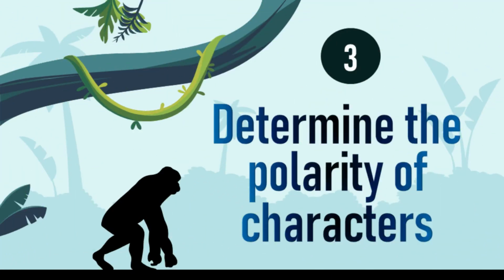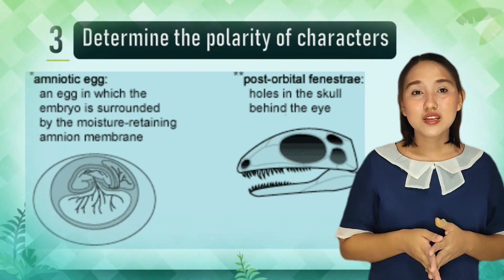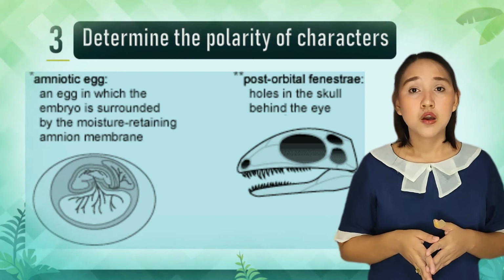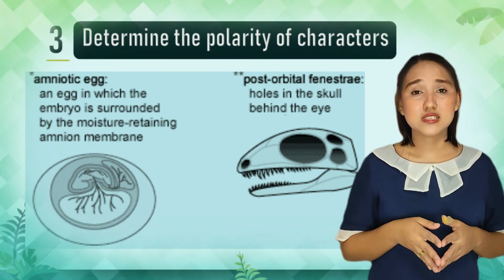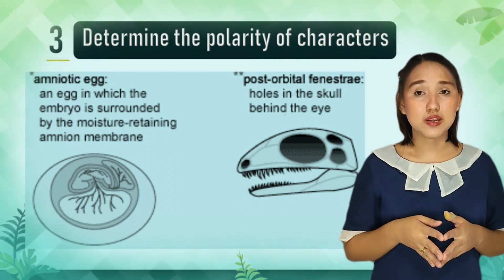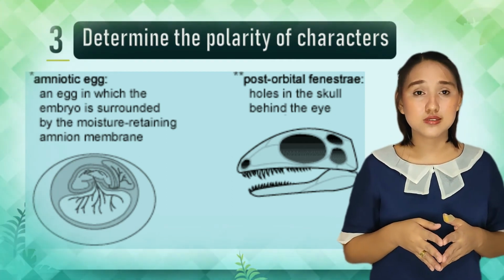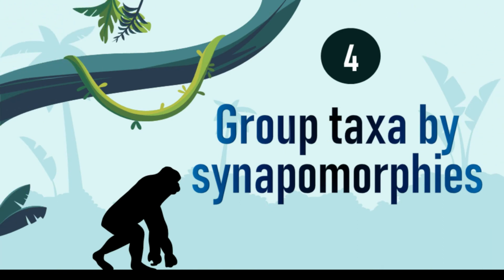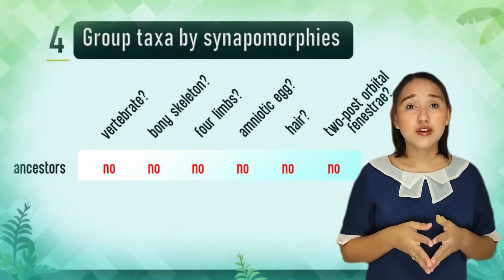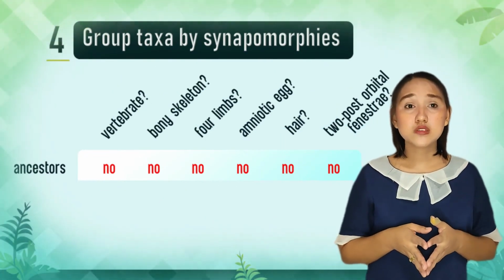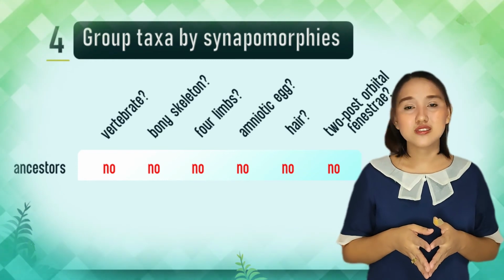Step 3. Determine the polarity of characters. From studying fossils and outgroups closely related to the vertebrate clade, you hypothesize that the ancestor of vertebrates had none of these features. Step 4. Group taxa by synapomorphism. Since we have a good idea of what the ancestral characters are, this is not so hard.